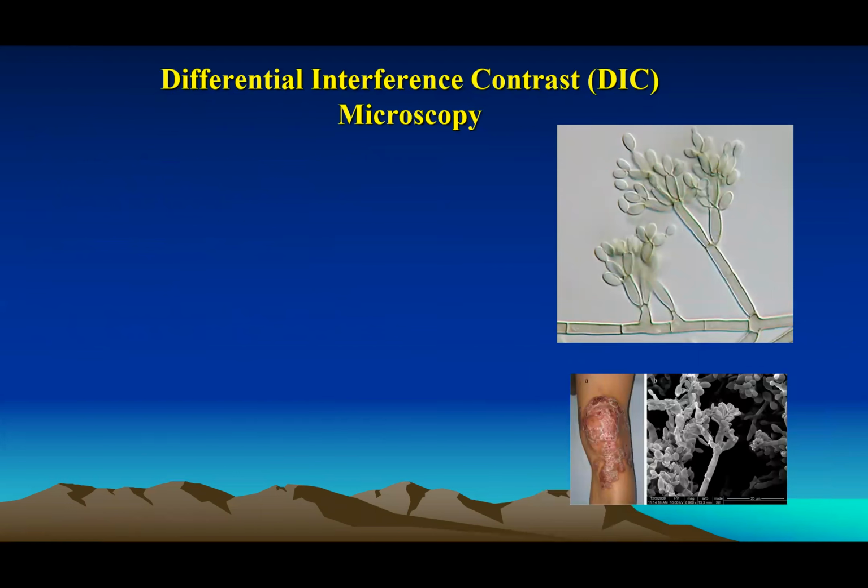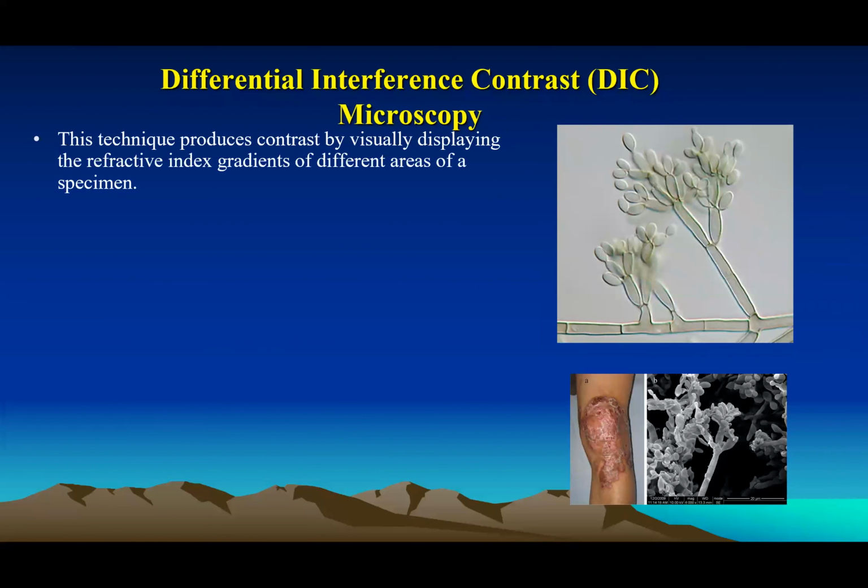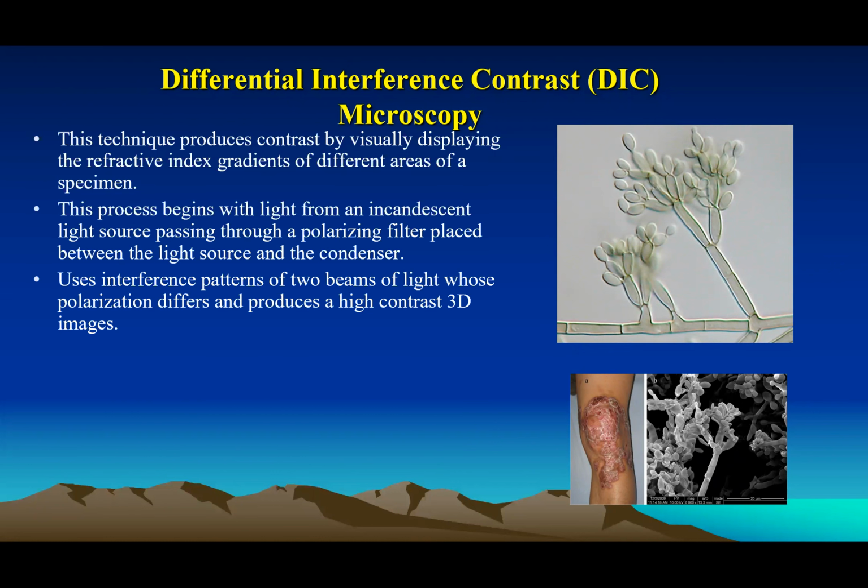Differential interference contrast microscopy, or DIC. This technique will produce contrast by visually displaying the refractive index gradient of different areas of the specimen. The process will begin with light from an incandescent light source passing through a filter that is placed between the light source and the condenser. Then it uses interference patterns of the beams of light that differ and produce a high contrast 3D image. This is widely used for studying structures inside a live cell without staining. Here's a picture of a fungus that causes a skin disorder. It's called Fonsecaea.